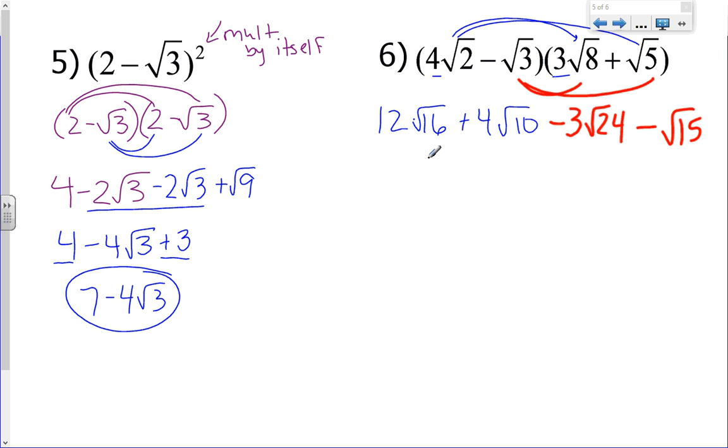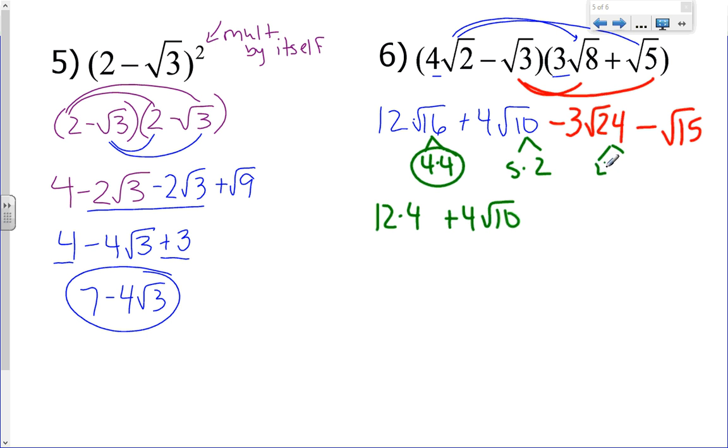Sixteen is a perfect square. It's 4 times 4. So this is going to be 12 times 4. 10 is 5 and 2. And so nothing pairs up. So this is going to be plus 4 square roots of 10. 24 is going to be 4 times 6. We've got 2 times 2 and 2 times 3. So when I combine those together, I'm going to have minus 6. And then those get multiplied together. Square root of 6. And then 15 is 5 times 3. Because both of those are prime, it's just going to say minus square root of 15.